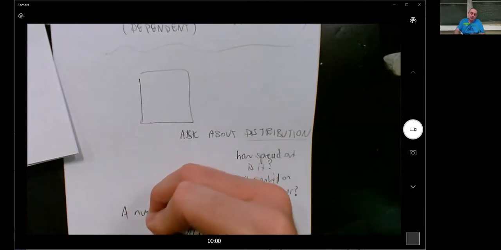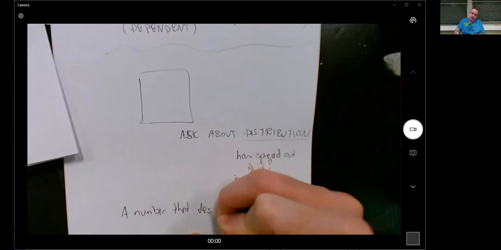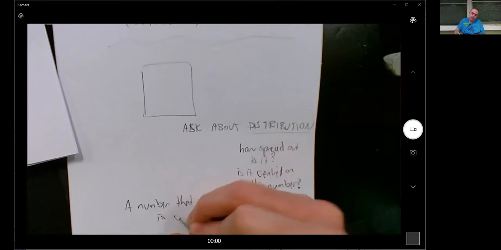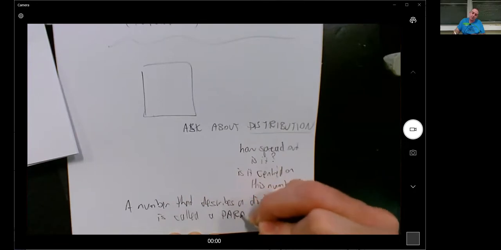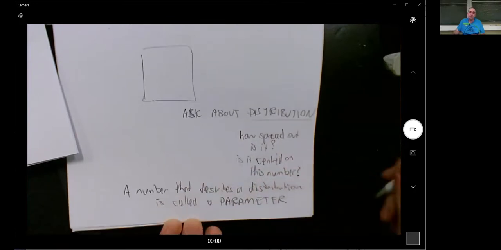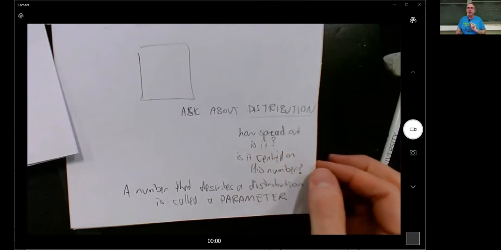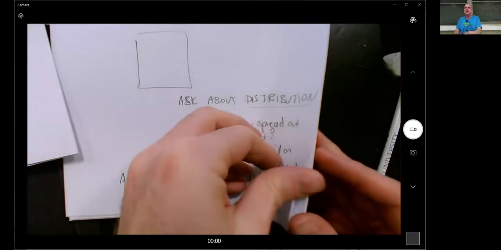So a number that describes a distribution is called a parameter. Meter meaning measurement, para meaning following or similar to. A measurement that follows the thing. Actually, it's more the other way. The measurements follow anyway, whatever. Okay. I don't know if that helps. I'm just putting out words while I'm thinking of them. Okay. But a number that describes, fine, just bear with me, getting there.